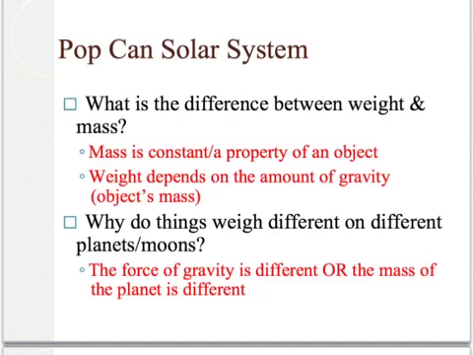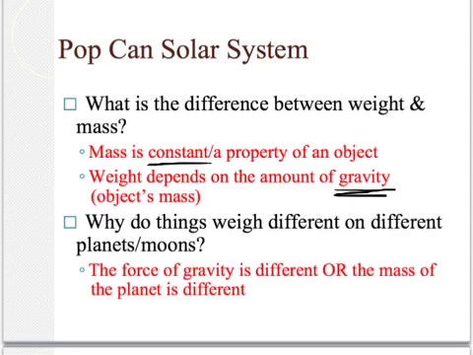Pop can solar system. What's the difference between weight and mass? Best way to do that is to understand the definition. We've talked about this quite a bit. Mass is constant, and it's a property of an object. Weight depends on the amount of gravity.